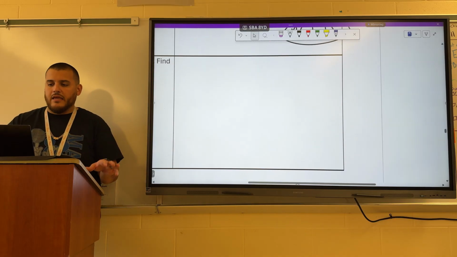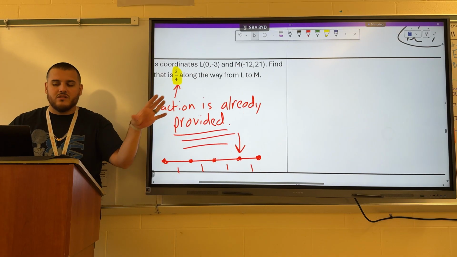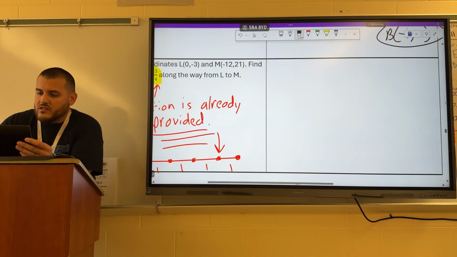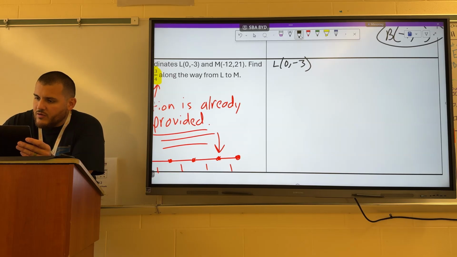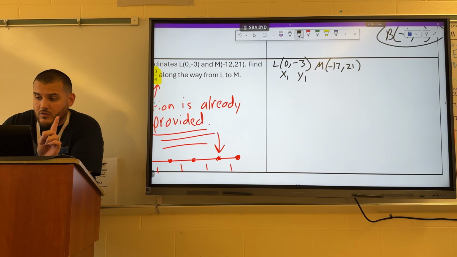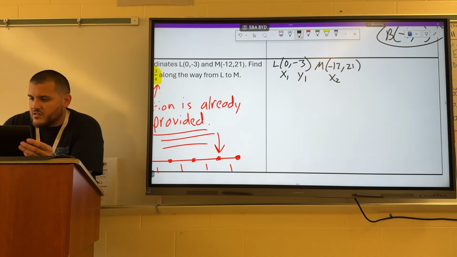I know I just said the same thing a lot of times. It's just important, right? 3/4 is the fraction that we're going to use here. So slope formula to start, right? Let me rewrite these here so that I can label them clearly. We have L at 0, -3. We have M at -12, +21. I got x1, y1 because that's the first point on my directed segment. We got x2, y2 here, and we're plugging into our slope formula.